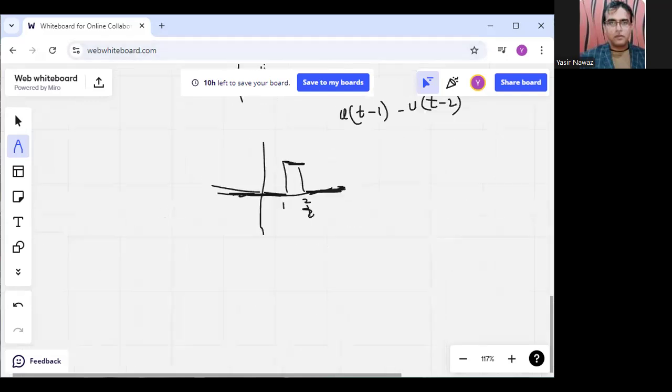I discussed the problem where the external force is a square wave. Suppose that the example is this one.